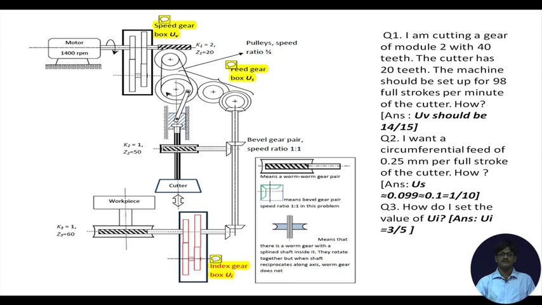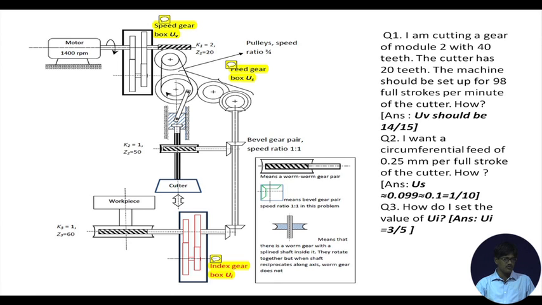Now, you might ask a question here, that if I have 0.25 millimeters of circumferential feed on the cutter, will it be the same thing on the workpiece? The answer is yes, because when the cutter and the workpiece are rolling against each other without slip, they are supposed to have the same amount of circumferential movement. They share equal circumferential movement. Therefore, we can either say circumferential feed on the cutter of 0.25 millimeters or circumferential feed on the workpiece of 0.25 millimeters per full stroke.